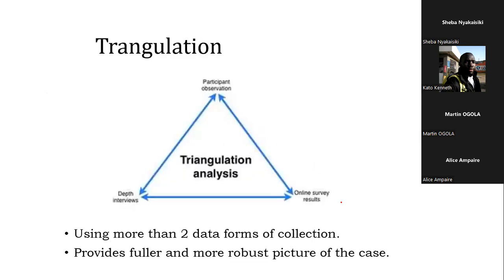Now, normally with a case study research method, we have what we call triangulation. A person may decide to observe, then in observing has in-depth interviews, and then may decide to have an online survey to ascertain that what they observed and what they had in interviews, they can get it from all participants within the case study. This is referred to as triangulation.